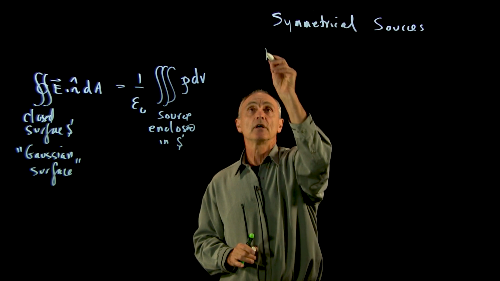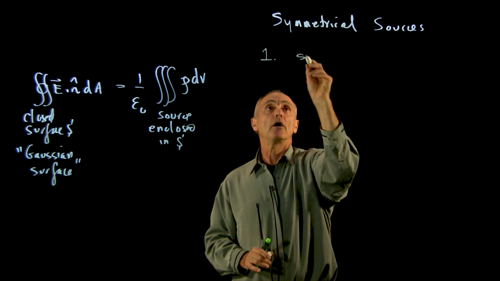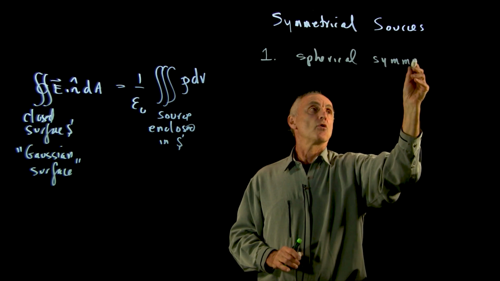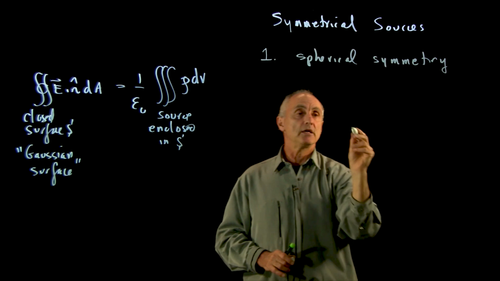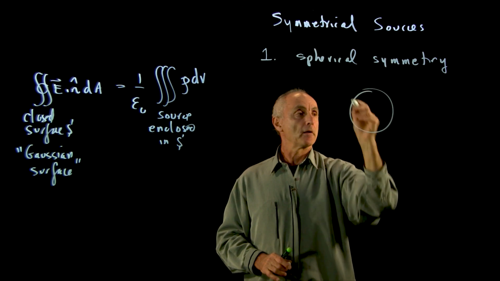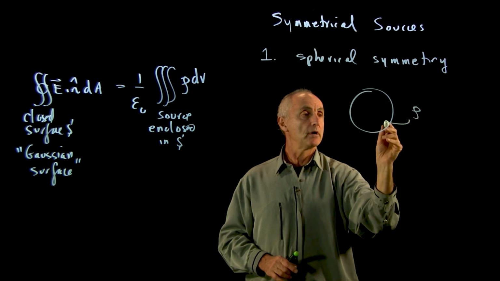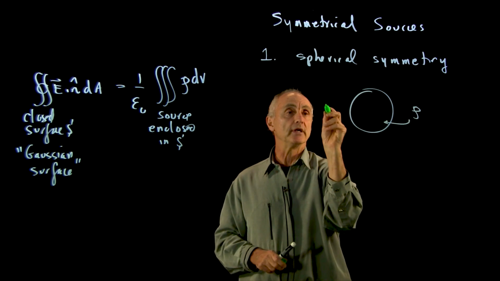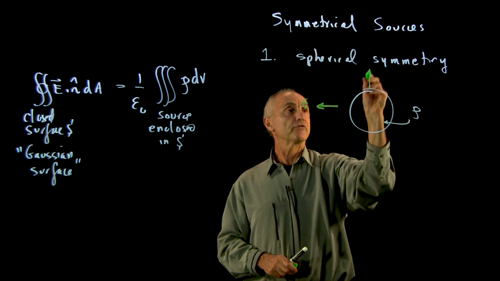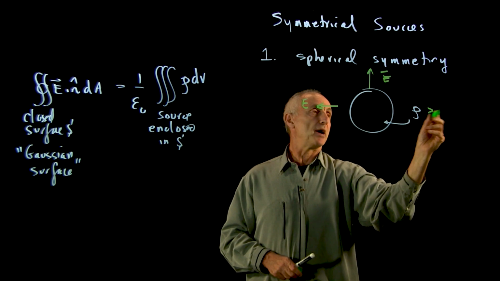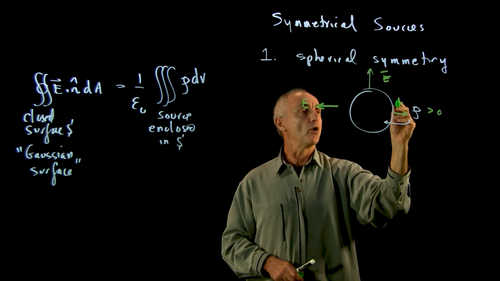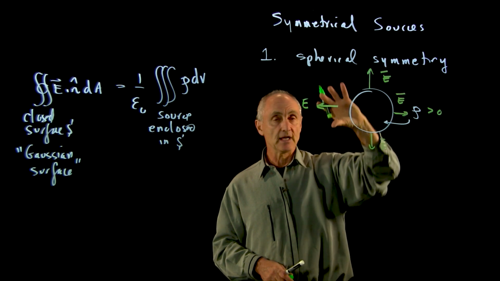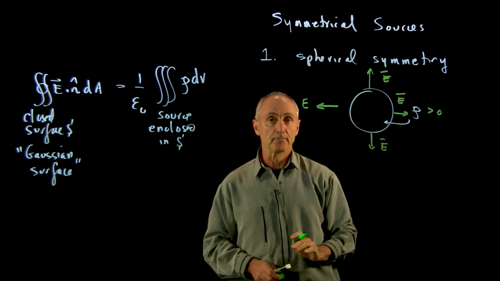And our three sources, the symmetries that we're going to talk about, are spherical symmetry. What's crucial with that is, let's draw a source. Here's some charge density rho. It's not a point charge. And the fact that there's spherical symmetry means that the electric field, if this is positive, is pointing away from the source. And on any spherical surface, the magnitude of E will be the same.